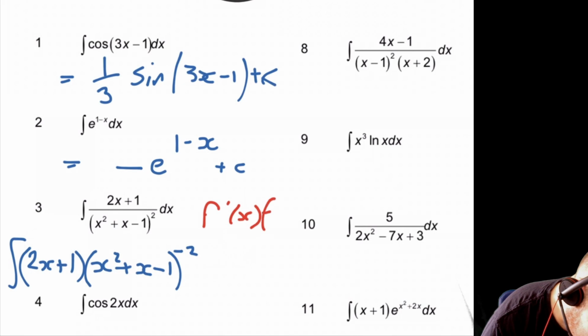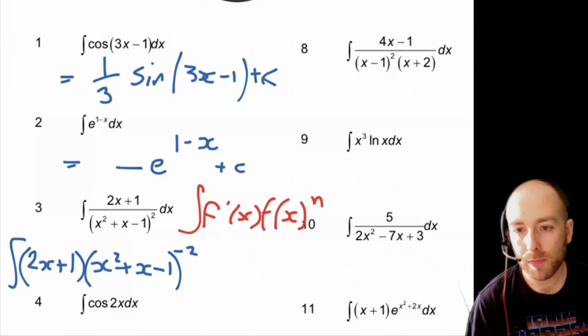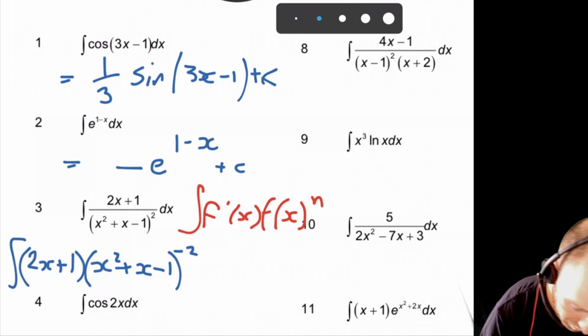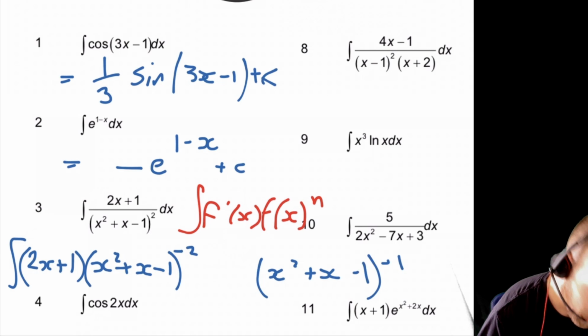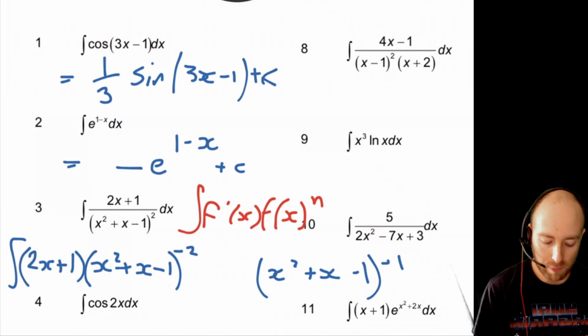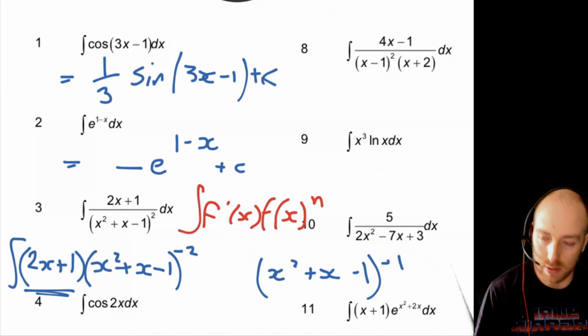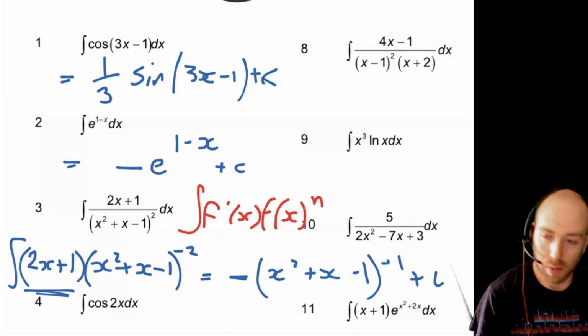So it's actually one of these ones, f dash x times f of x to the n. That's what we're dealing with. So we're going to try n to the minus 1. So we're going to try x squared plus x minus 1 to the power minus 1. If we differentiate that, the inside is going to go to 2x plus 1, which is what we wanted. But we're also going to get a minus 1 out the front, so I need to get rid of the minus by introducing my own minus.